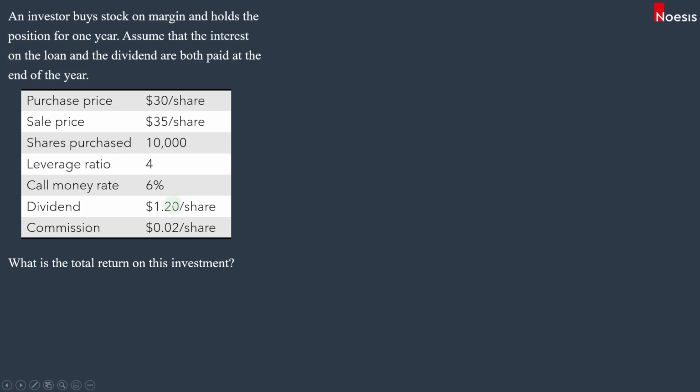In this video, we are going to look at an example of how we can calculate the return on a leveraged stock position. So let's say an investor buys stock on margin and holds the position for 1 year, and assume that the interest on the loan and the dividend are both paid at the end of the year. The details of the transactions are as follows.